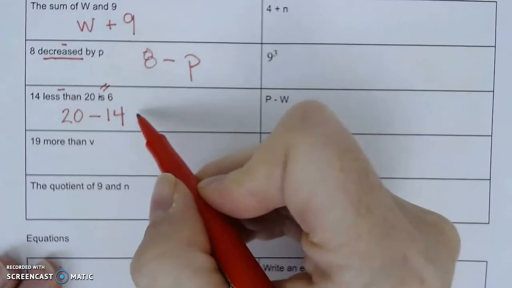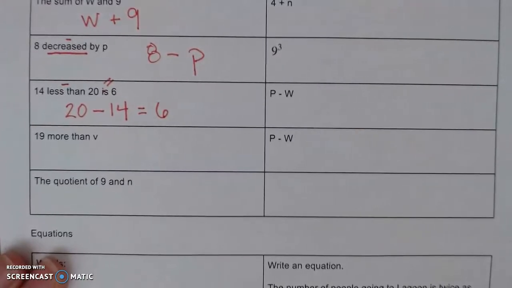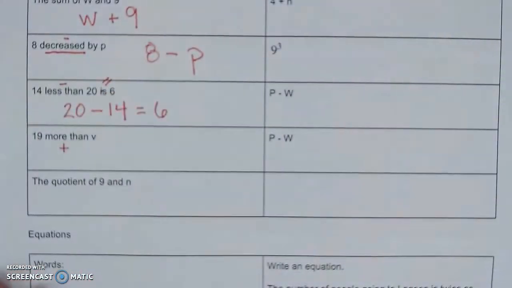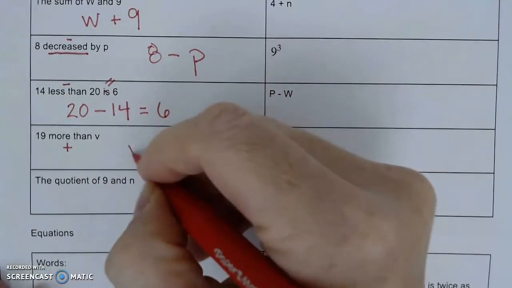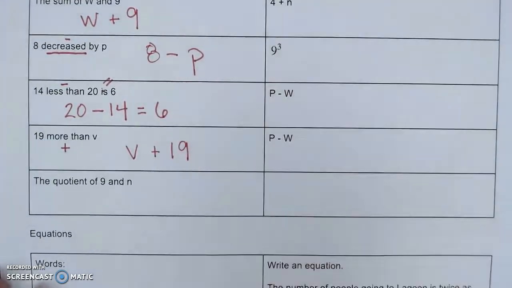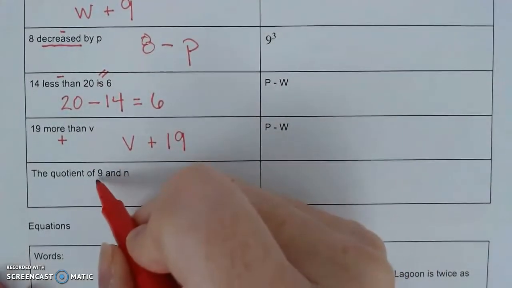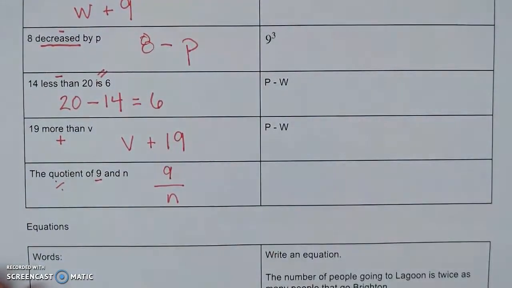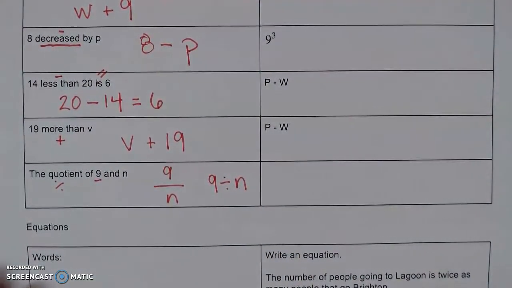Is in math usually means equals. And if you look at what we've written, it should be a true statement. If it's not, that means we've reversed the order. 19 more than V. So 19 more than also means to reverse it. So V plus 19. And then the last one, the quotient of 9 and n. Whatever they state first, quotient means to divide, so we're going to do 9 divided by n. And if this was multiple choice, you could also write it as 9 divided by n, left and right.